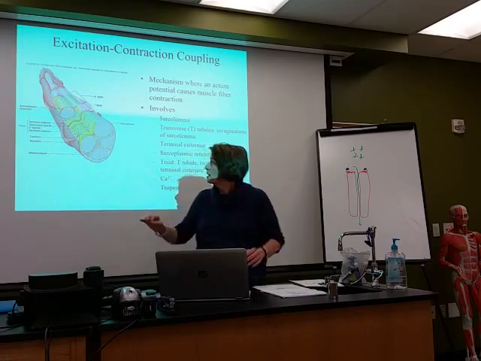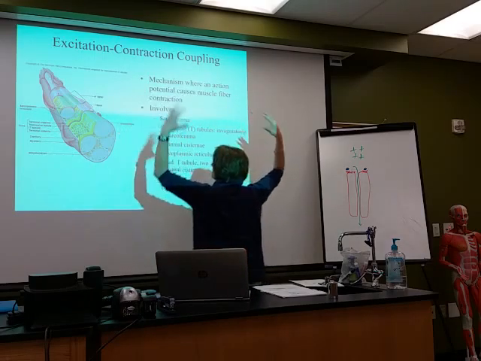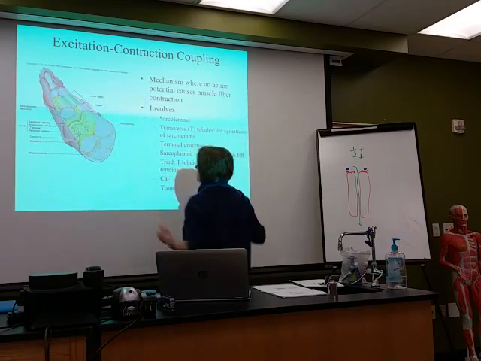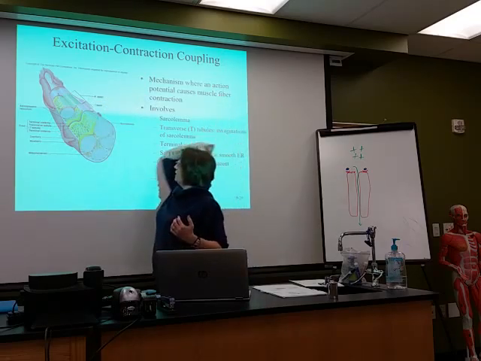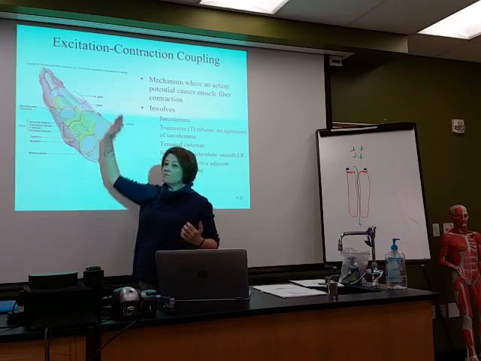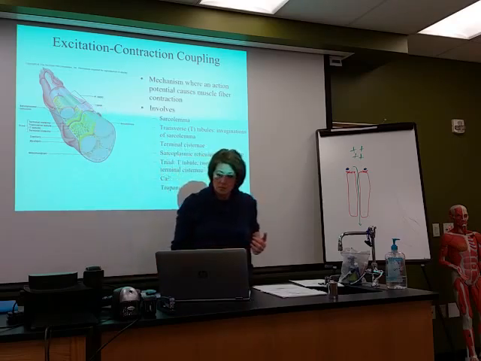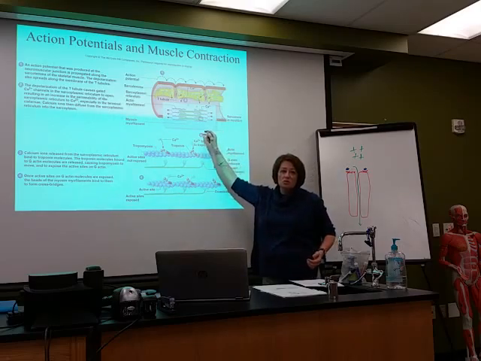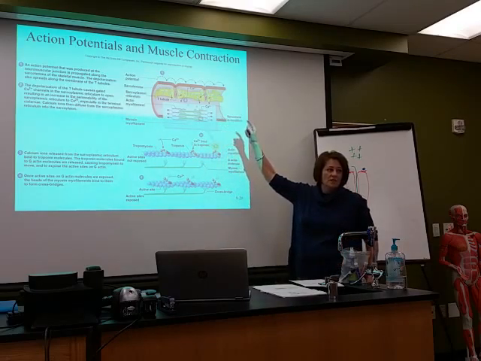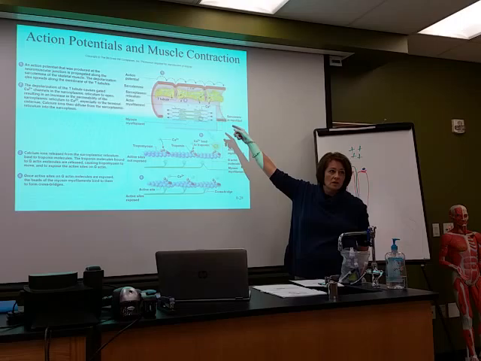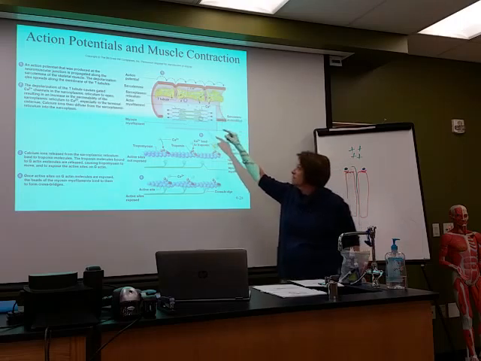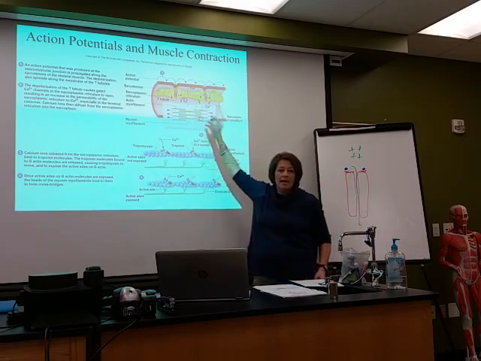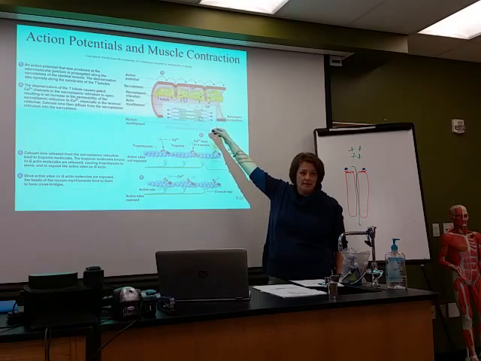So, this coupling that we're going to be able to have between a nerve and the muscle that it innervates, we have to get to the level of that sarcomere and my troponin, my actin and my myosin. Okay?